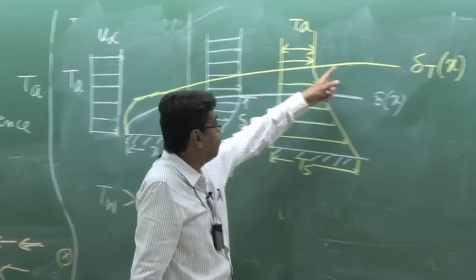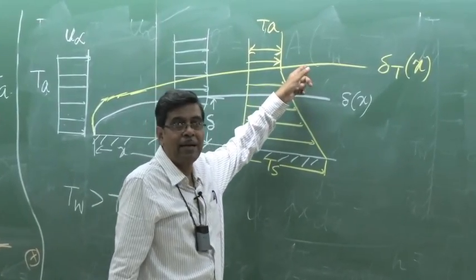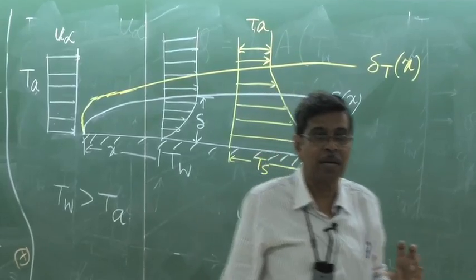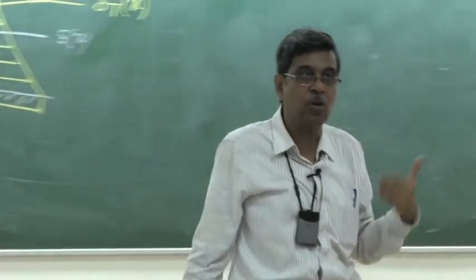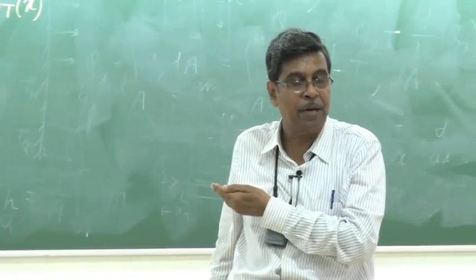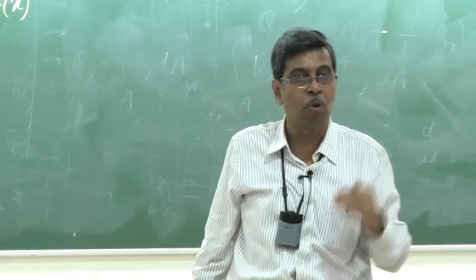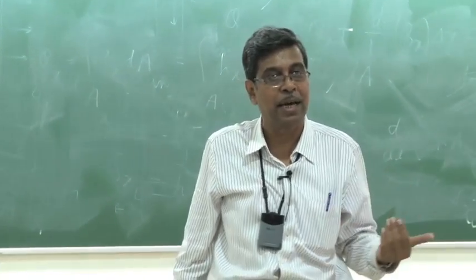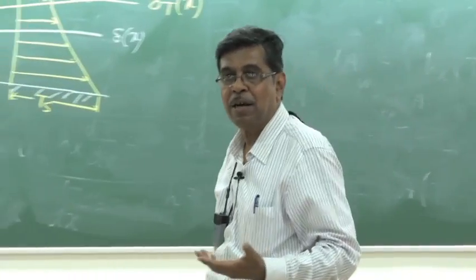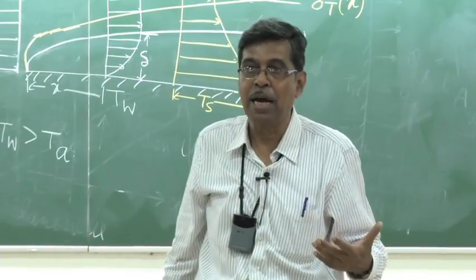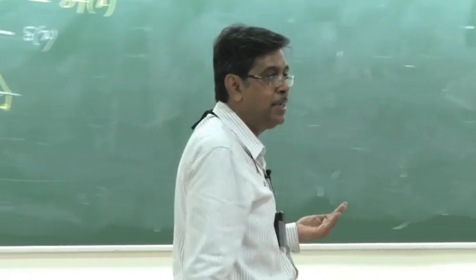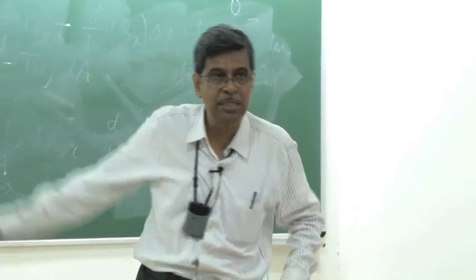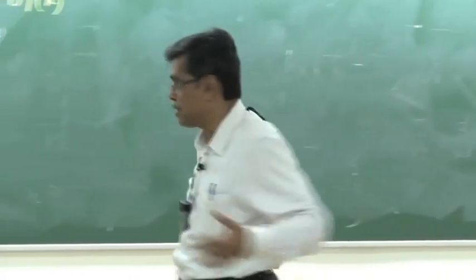Here I have drawn a figure where delta T, thermal boundary layer, is higher than the velocity boundary layer. But you should not think that it is always so. This is a particular case I have drawn. The thermal boundary layer may be smaller than the velocity boundary layer, may be higher than that. Both the options are there. For gases like air, the thermal boundary layer is always higher than the hydrodynamic boundary layer. So this picture is for air, for example.